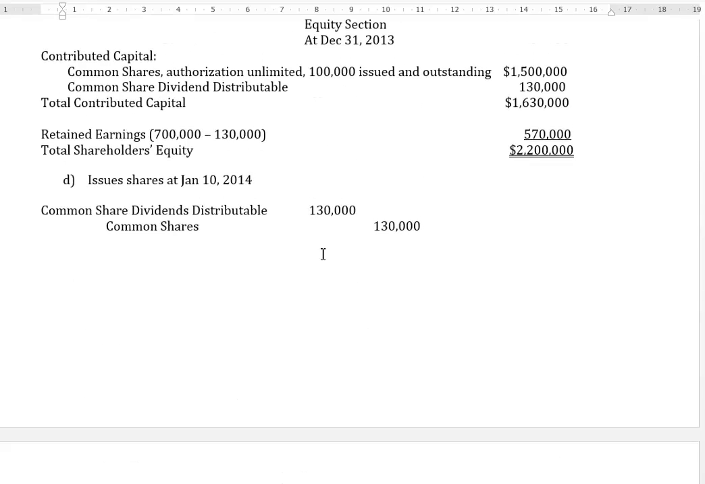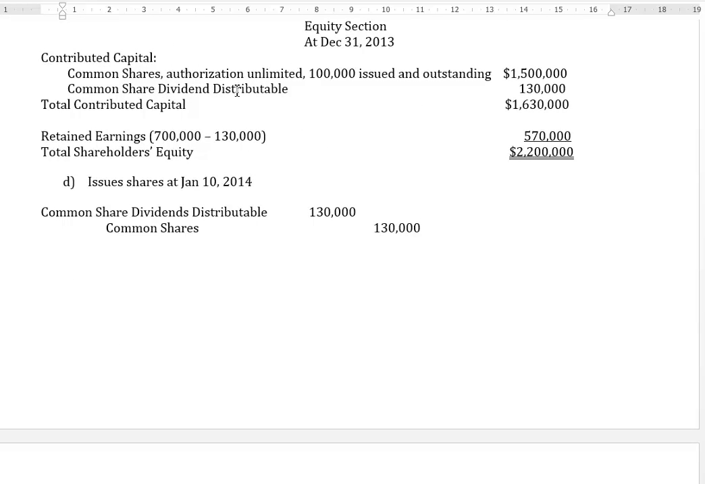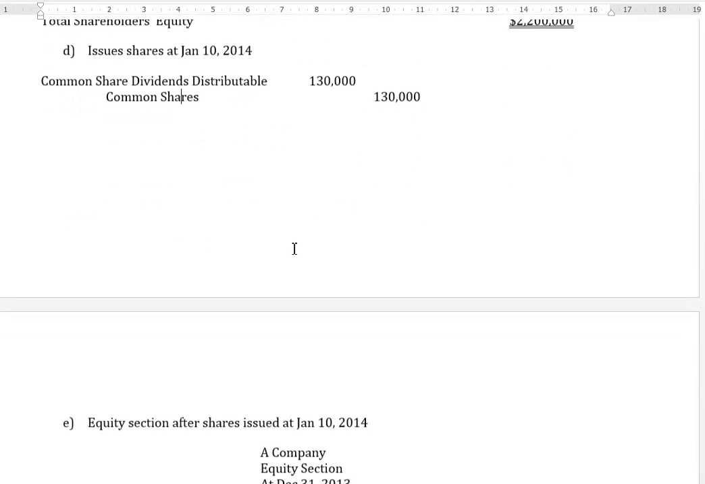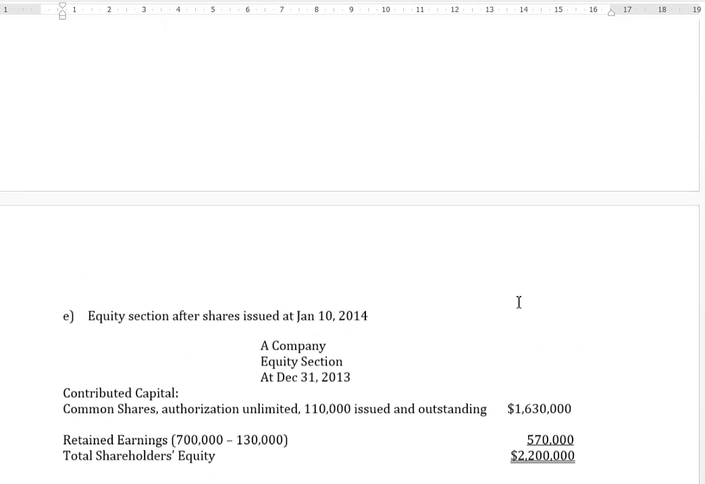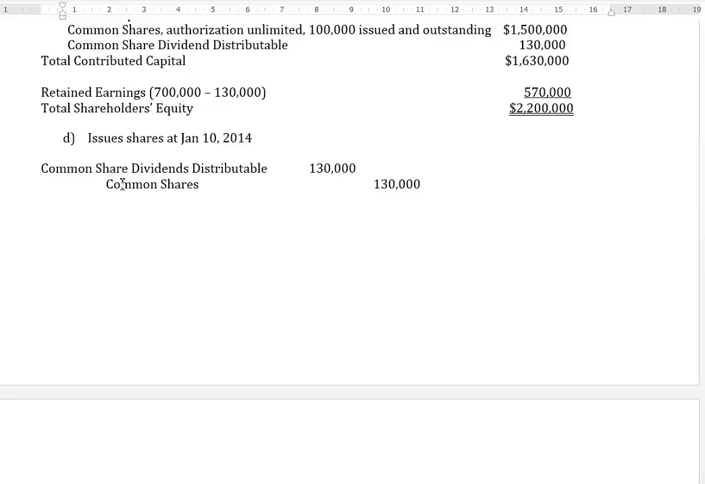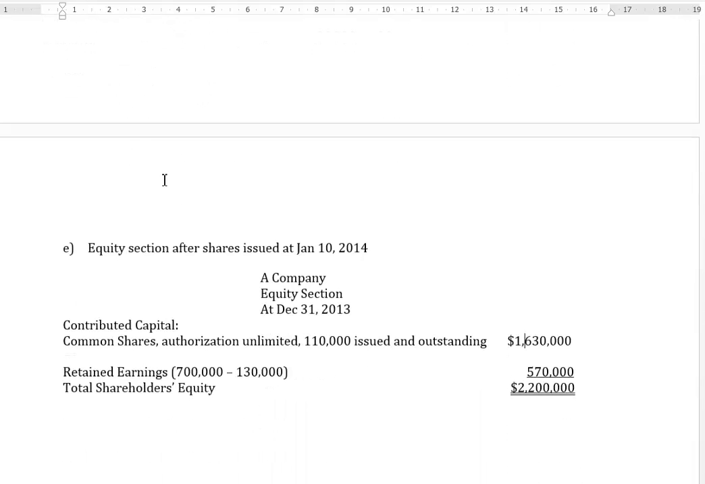And notice how that common share dividend distributable account that we had here got folded into this 1.5 million. How? Because don't forget, we debited this account. So now its balance went from a credit of 130,000 and we debited it, so now it's zero. Why? Because we issued the shares. So now notice that extra 130,000 is now part of the common share account as a result of this journal entry here.